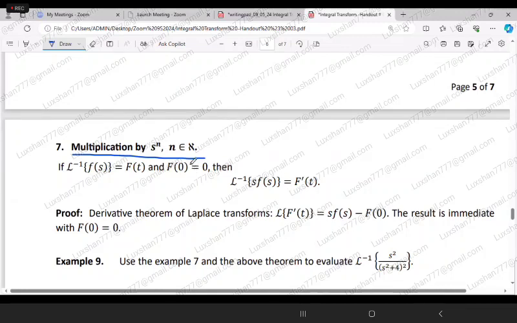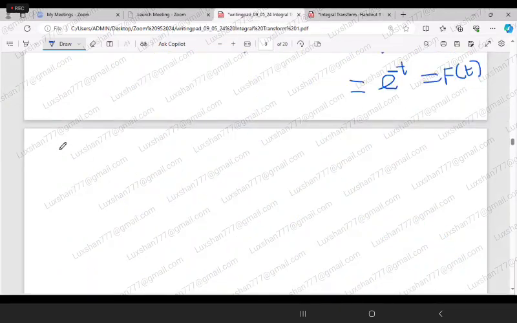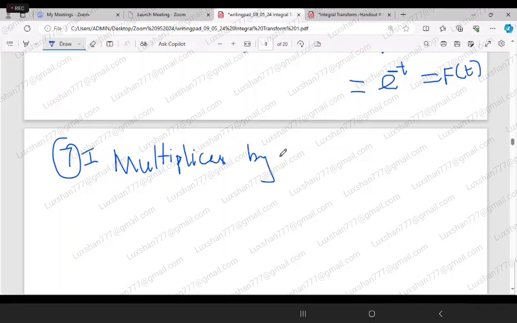Right. So now move to the next one, multiplication by s to the power n. First, we'll talk about multiplication by s, and then we'll talk about multiplication by s to the power n. So first one, multiplication by s.